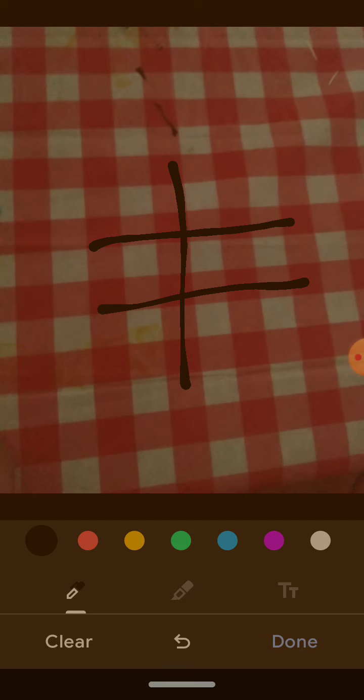So the first one would be the transversal. A transversal is a line that passes through two lines in the same plane, but it has to pass through them at two different points. So the transversal in this diagram would be this line.